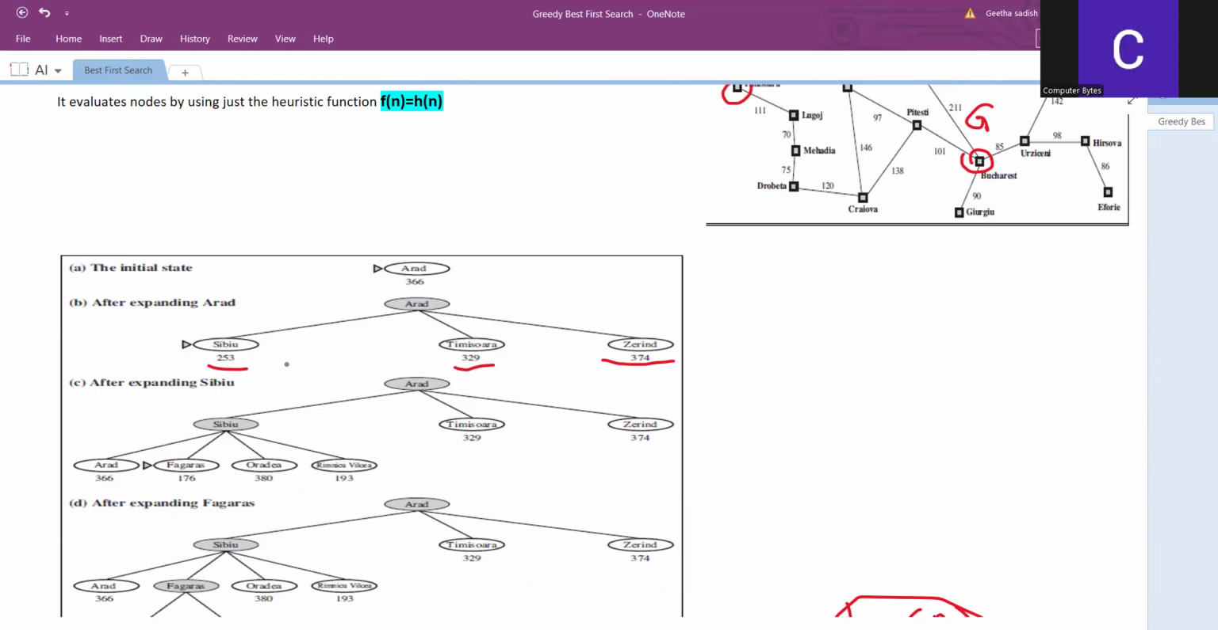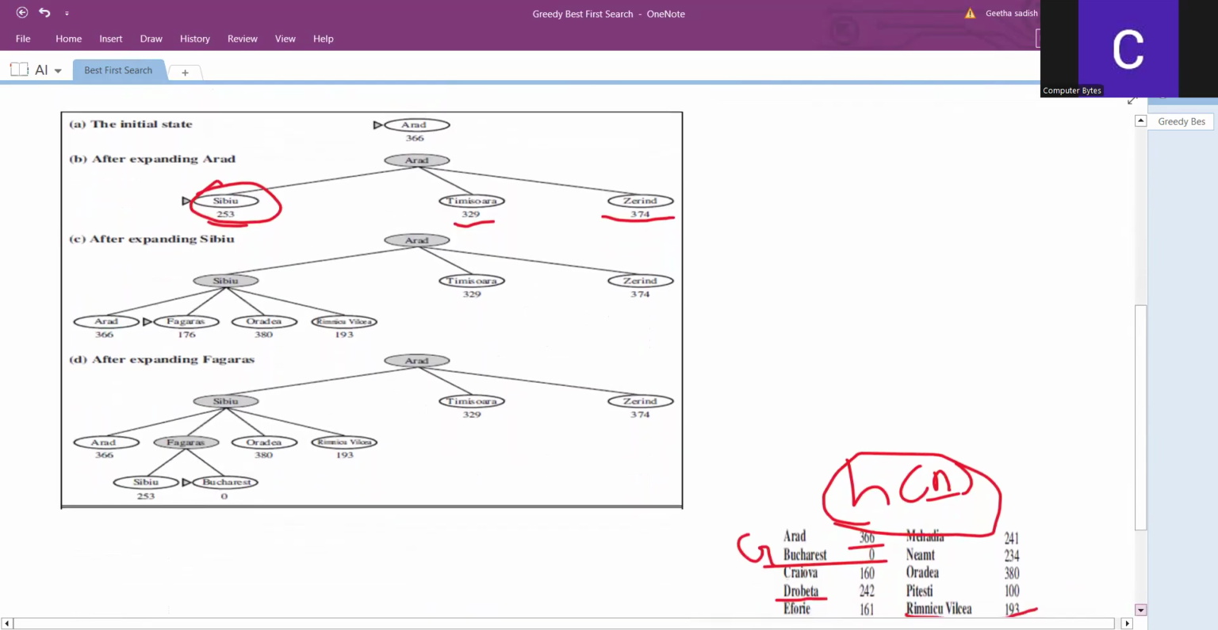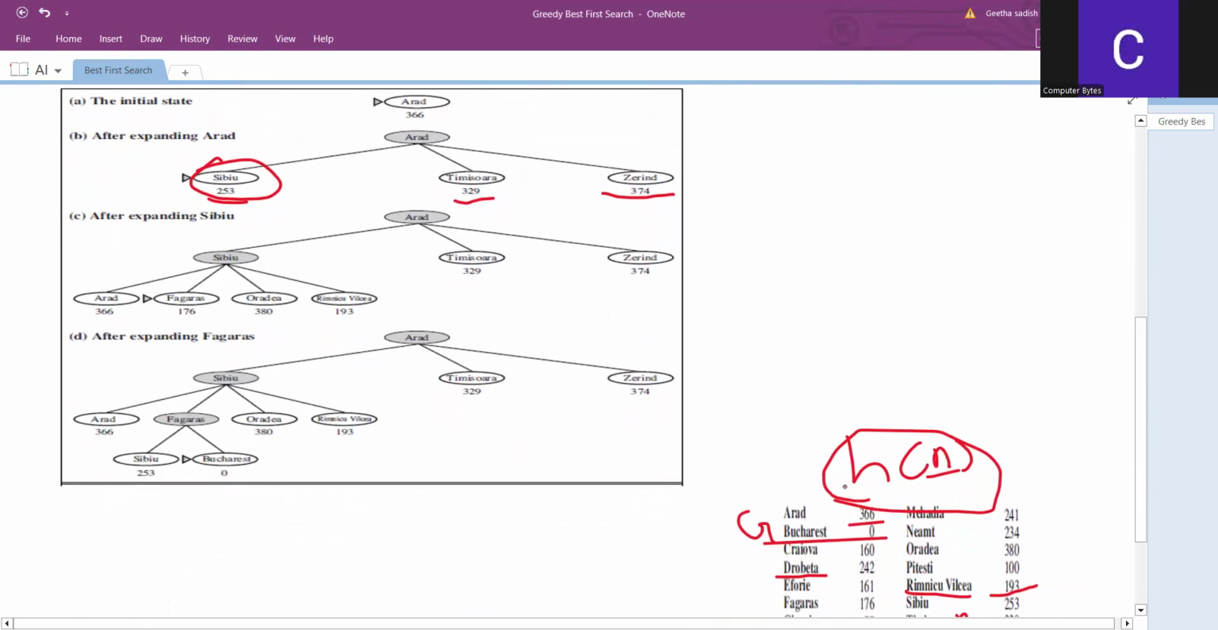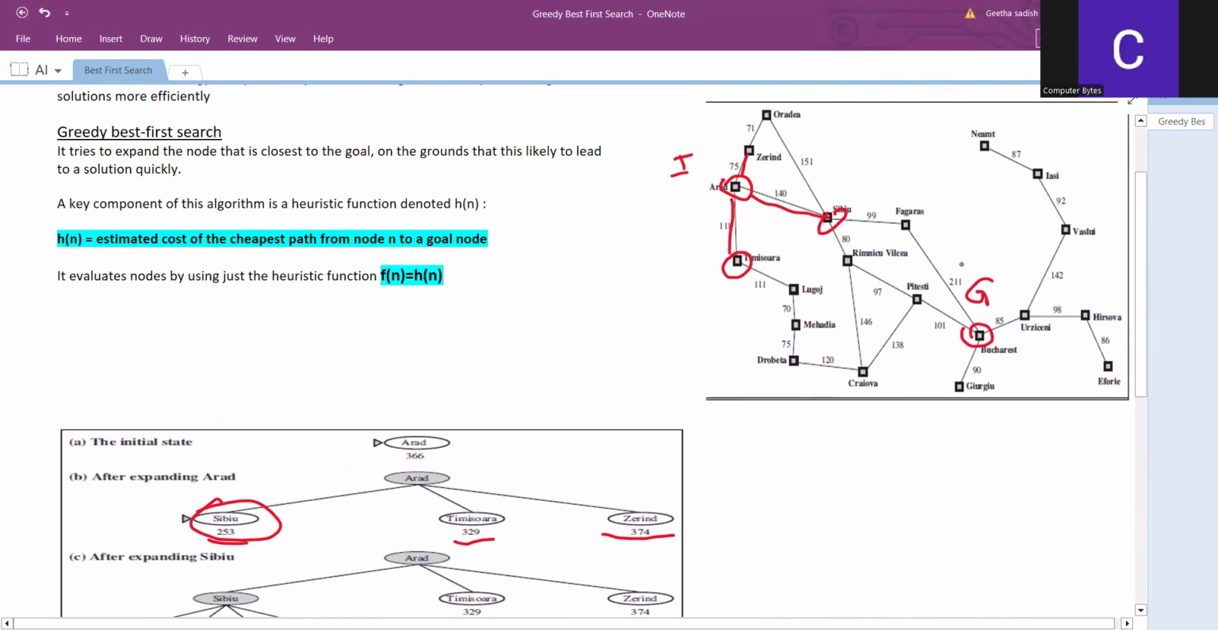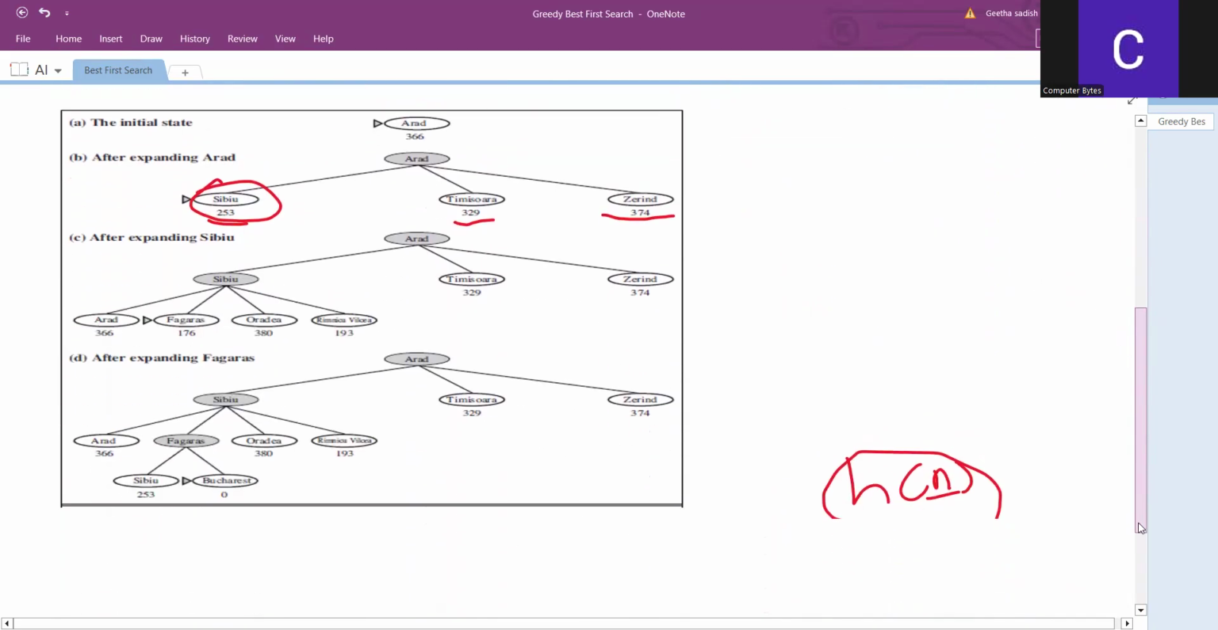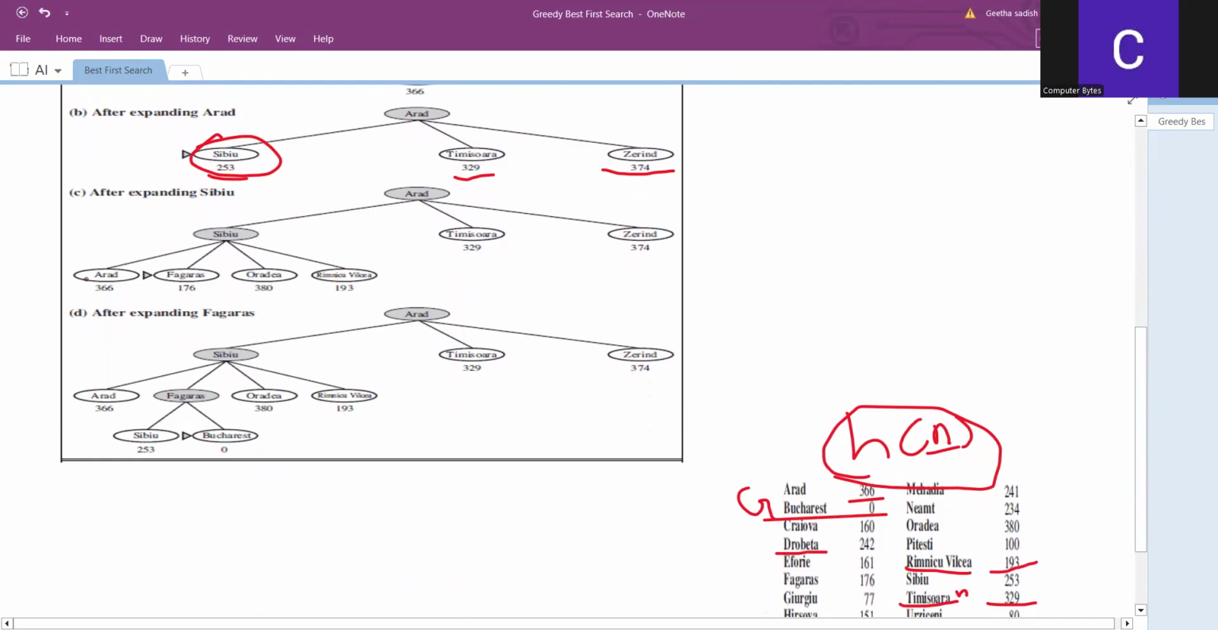So what is the minimum here? It is the S node. So it will expand that node. This will be expanded next, as shown over here. So it is expanded from S. From this graph, the successors are once again A, F, and then O, and then R.